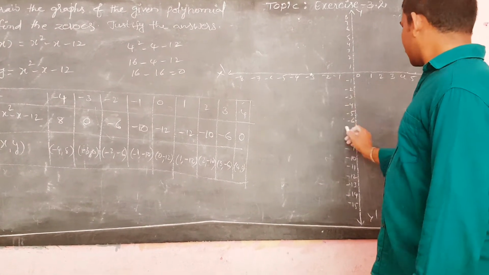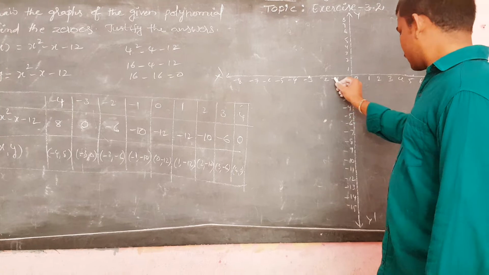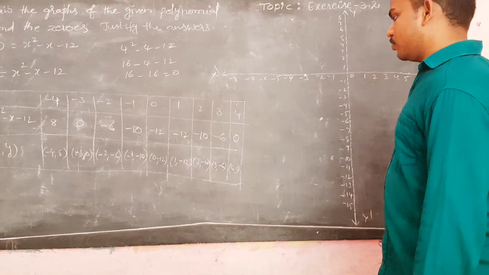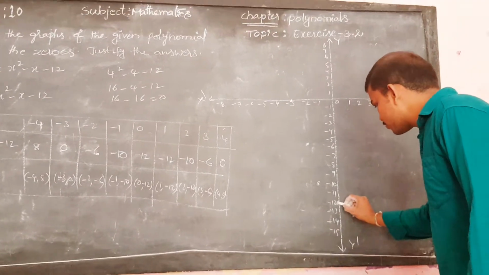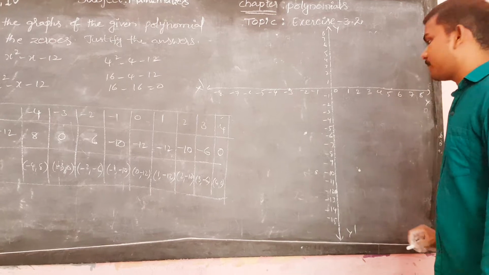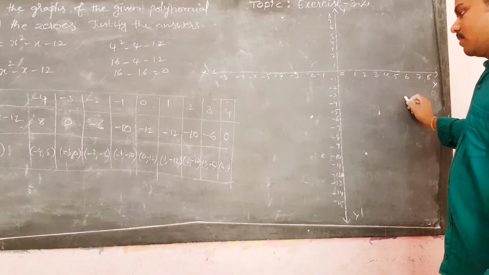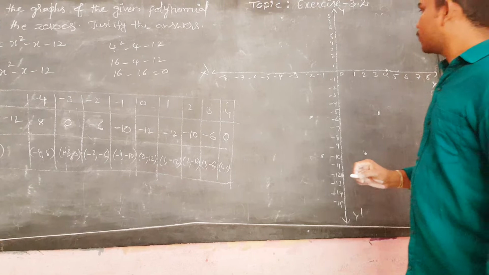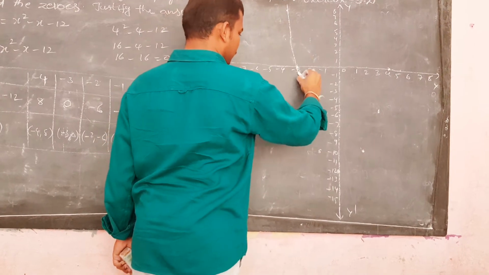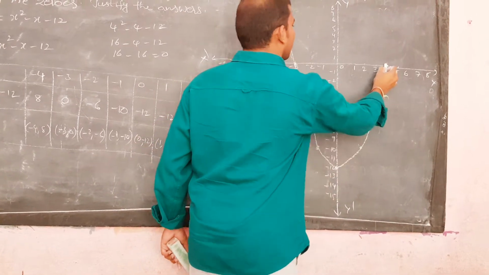Minus 2 comma minus 6, minus 1 comma minus 10, 0 comma minus 12, 2 comma minus 10, 3 comma minus 6, 4 comma 0. So join these points and extend them.